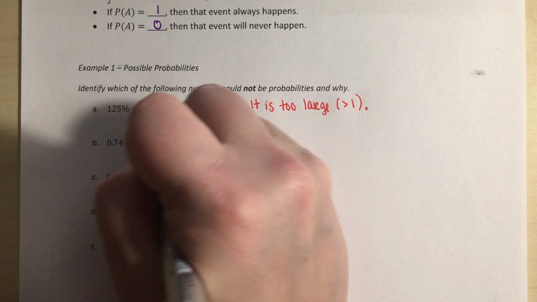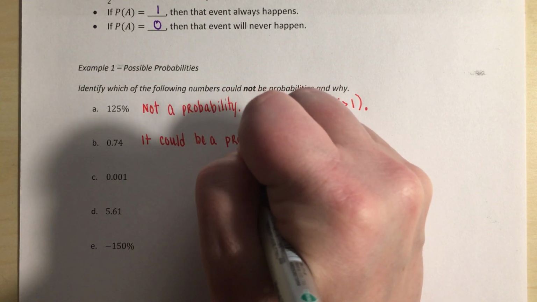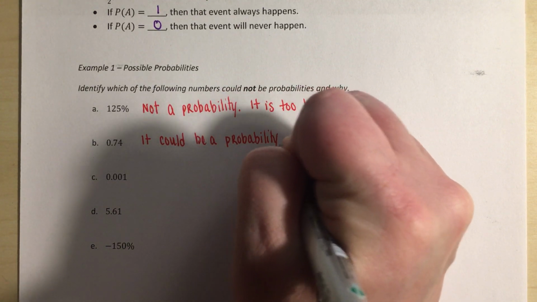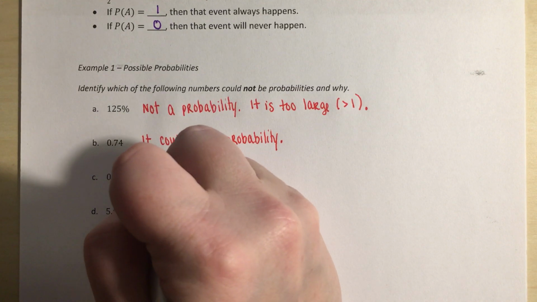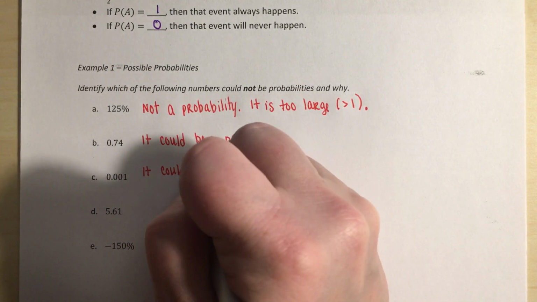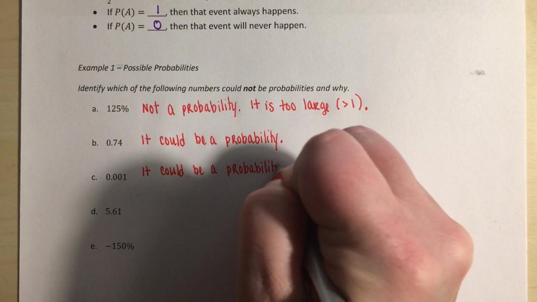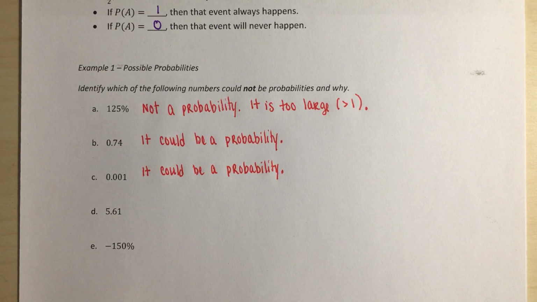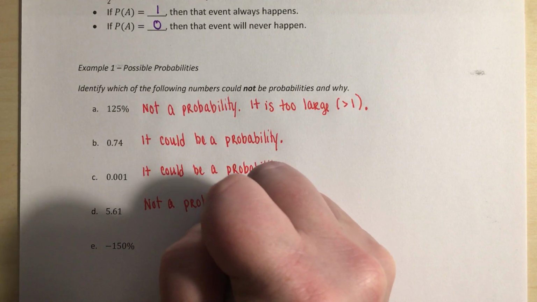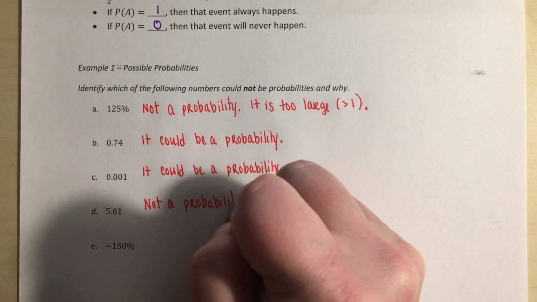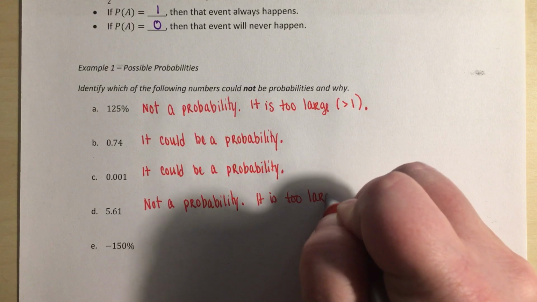0.74. It could be a probability. 0.001. It's a very tiny decimal, but it could be a probability. 5.61, not a probability. Just like our first one, it is also too large.